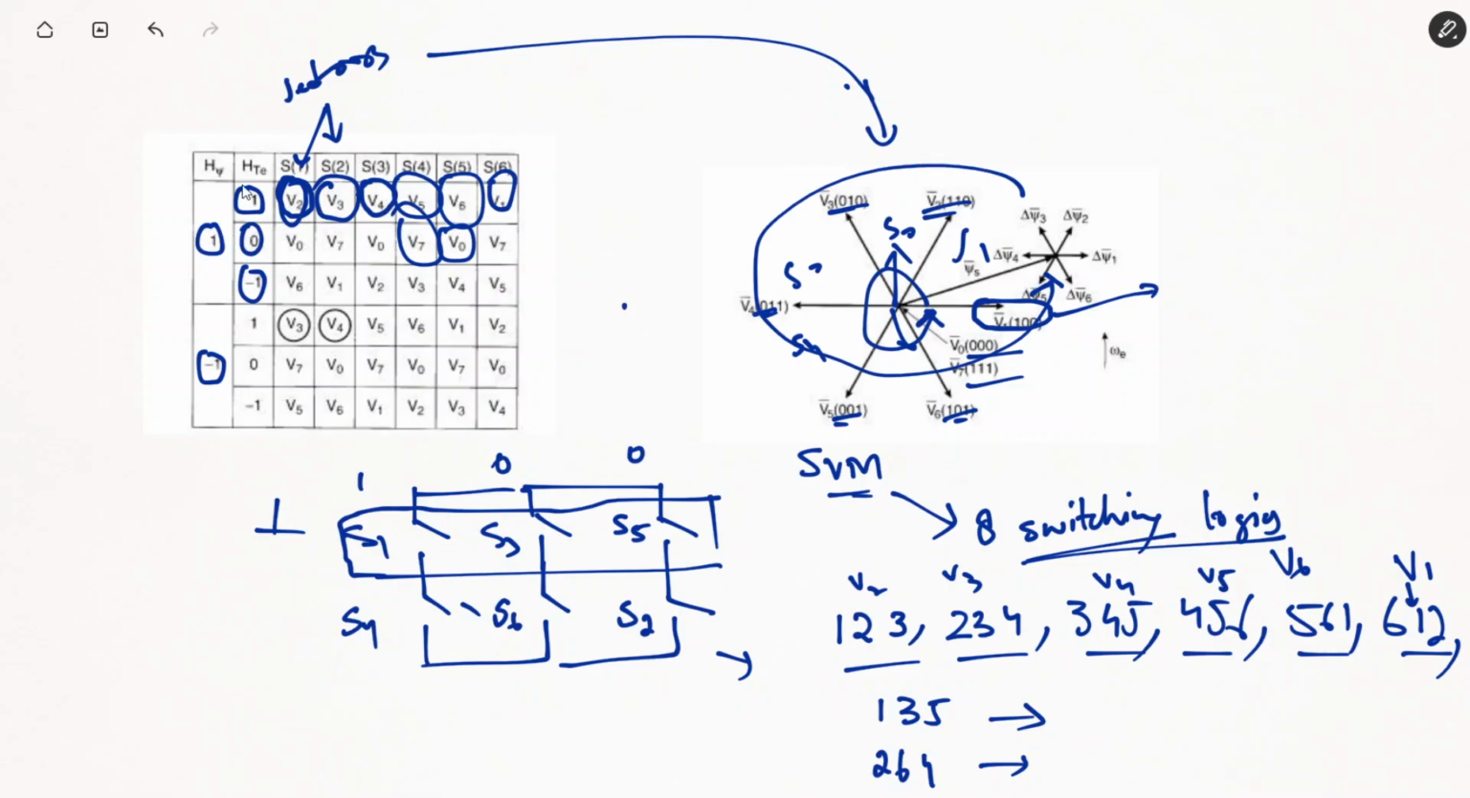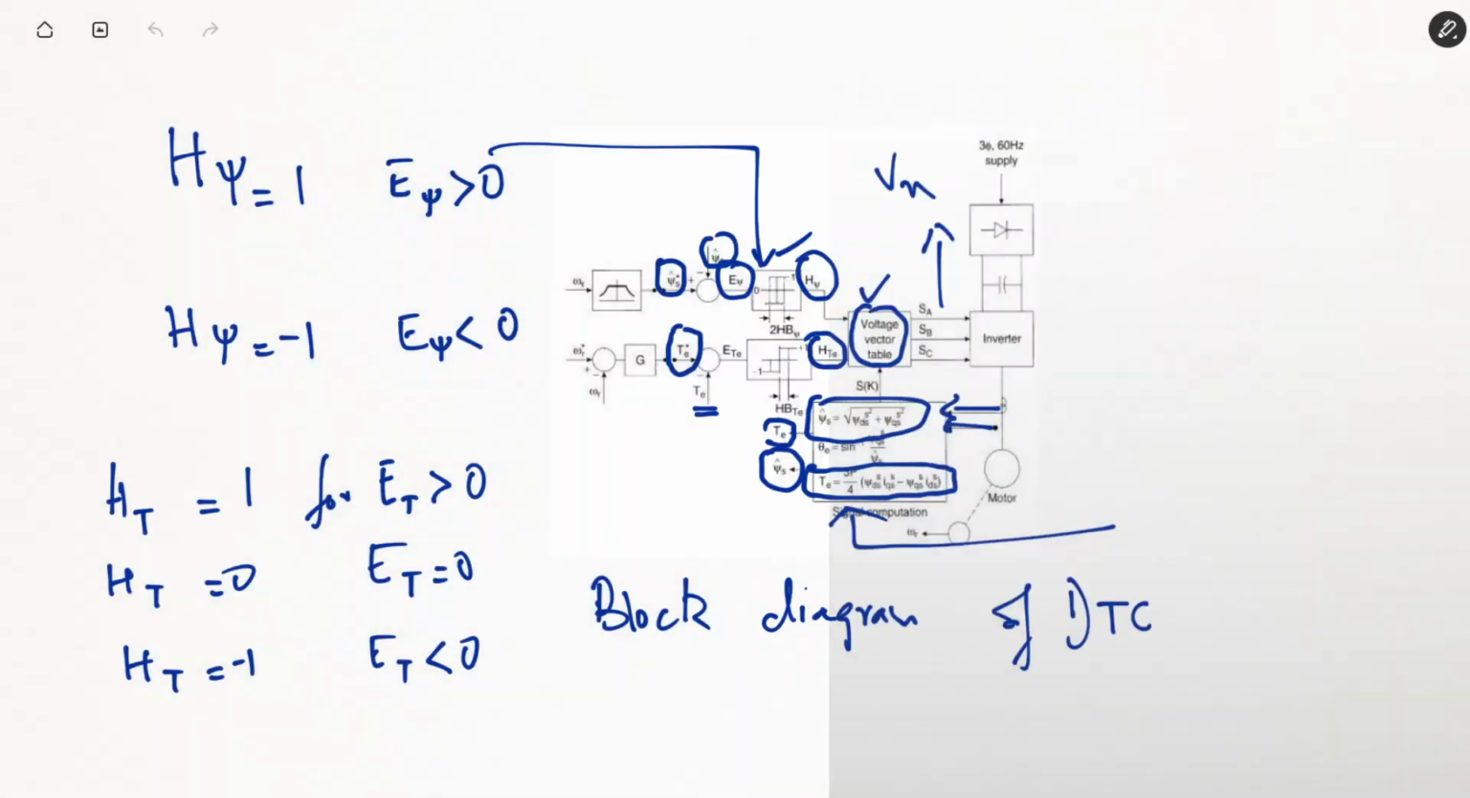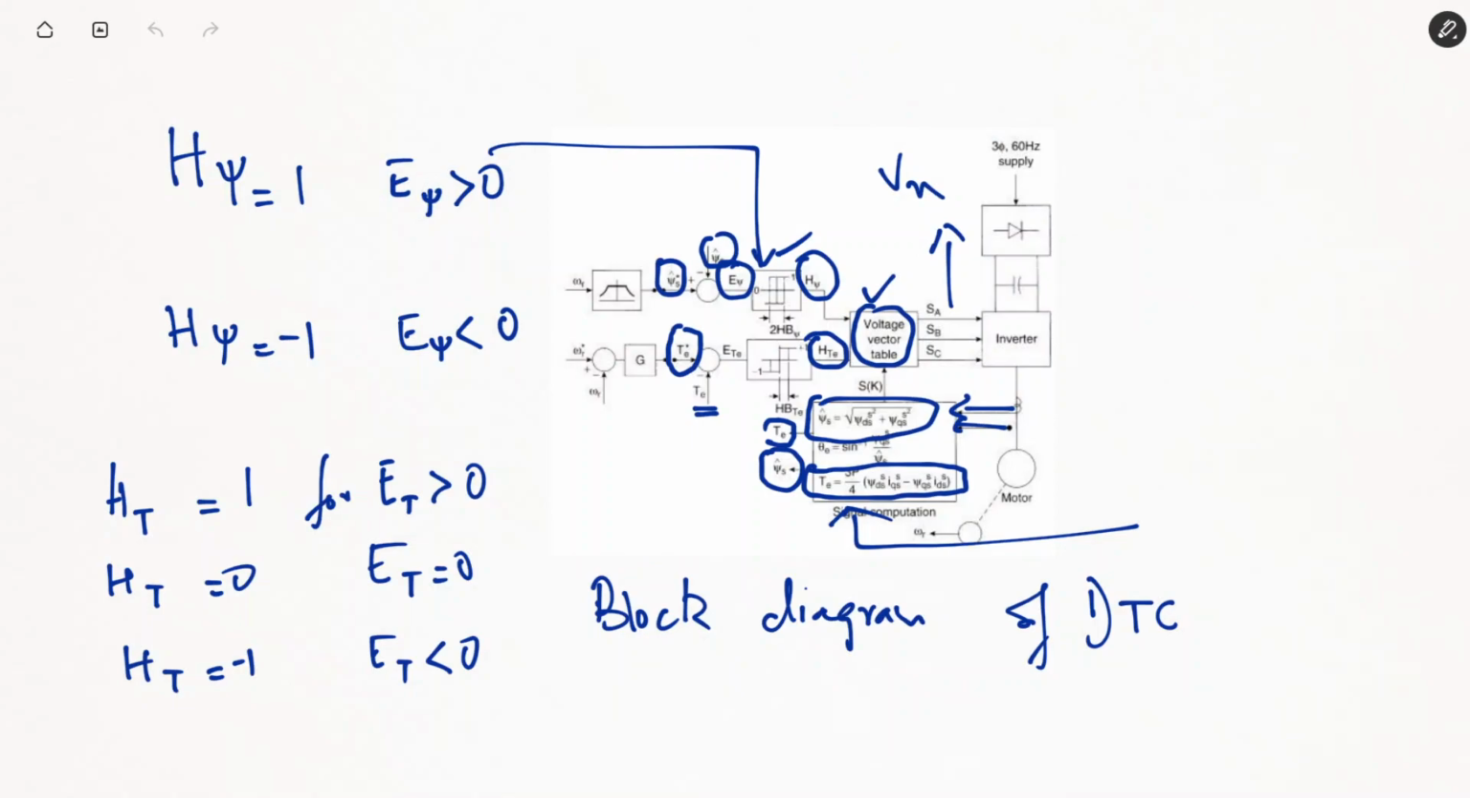So this vector will be continuously rotating, so sectors will keep on changing. So even if H psi and HT are both fixed at 1 and 1, our voltage pulses will change from V2 to V1 in this fashion. That means our switching pulses will change in this fashion. So accordingly, we'll be able to obtain control of torque and flux in this case. Fine. So the torque control loop is a 3 digital output control, and the flux control loop is a 2 digital output control.